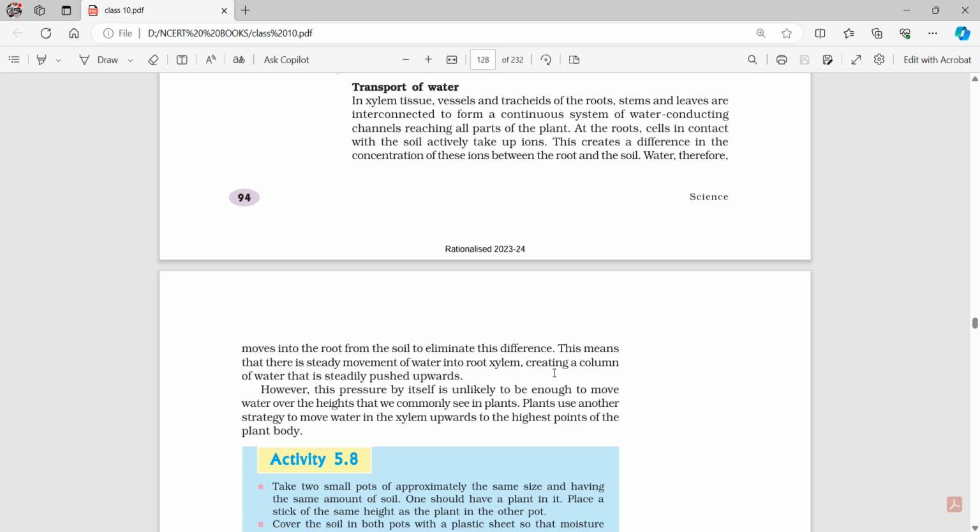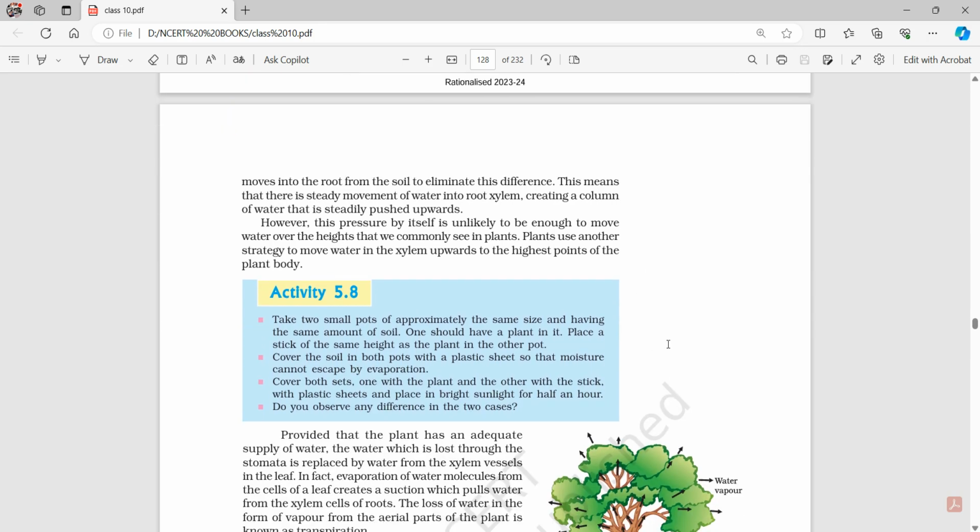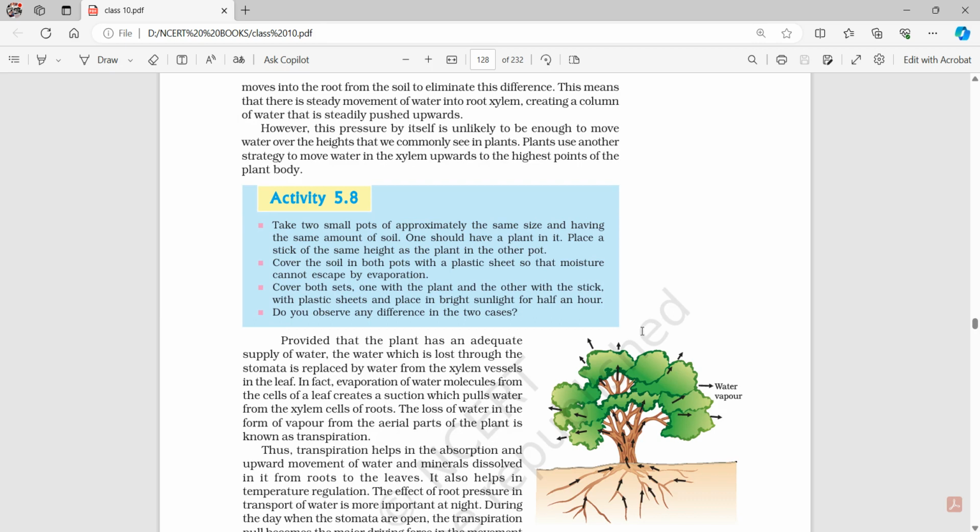This means that there is steady movement of water into the xylem, creating a column of water that is steadily pushed upward. However, this pressure by itself is unlikely to be enough to move water over the heights that we commonly see in plants. Plants use another strategy to move water in xylem upwards to the highest points of the plant body. Provided that the plant has an adequate supply of water, the water which is lost through the stomata is replaced by water from the xylem vessels in the leaf. In fact, evaporation of water molecules from the cells of the leaf creates a suction which pulls water from the xylem cells of roots.